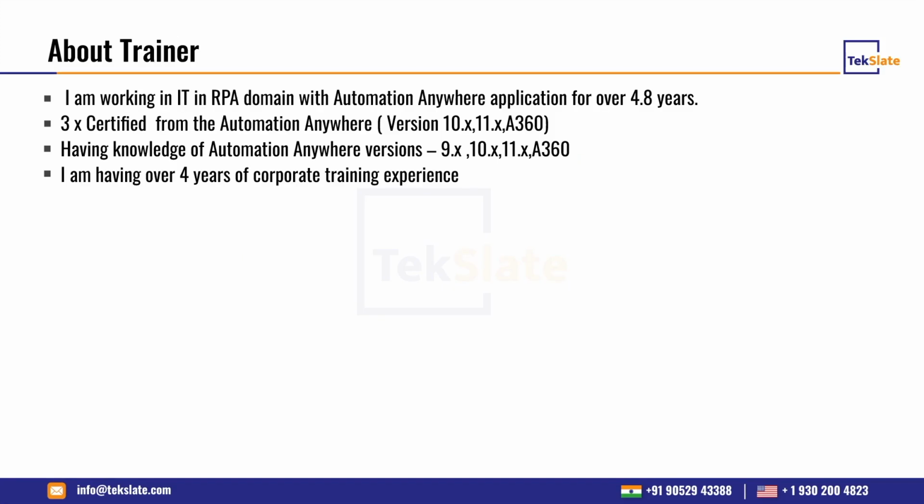So let me brief about myself. I'm in the IT sector, working in the RPA domain, especially with Automation Anywhere, for approximately 5 years. As far as certifications are concerned, I am 3 times certified by Automation Anywhere for version 9x, 10x, 11x, and the latest one, that is A360 or A2019. I have hands-on working experience on Automation Anywhere versions like 9x, 10x, 11x, and A360 also. My total corporate training experience is more than 4 years. That includes corporate trainings at institutes as well as within organizations.